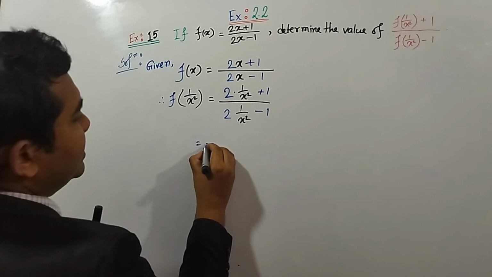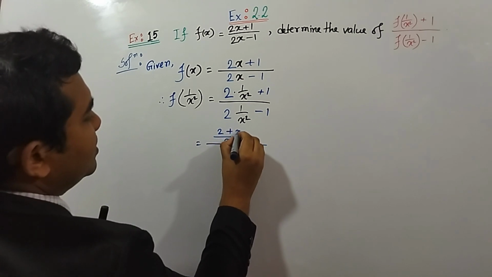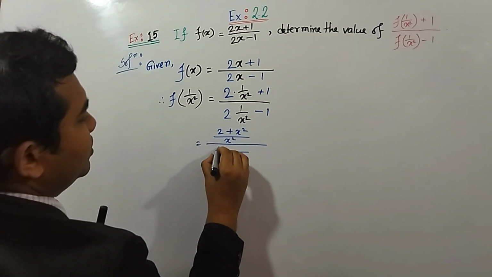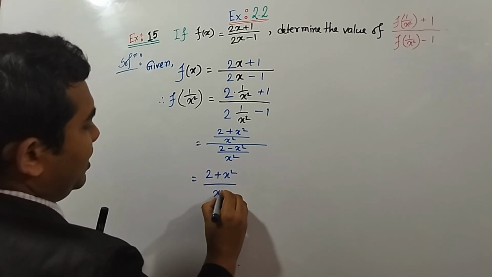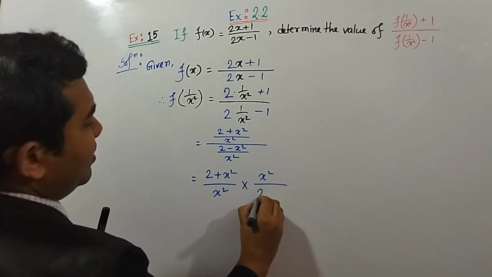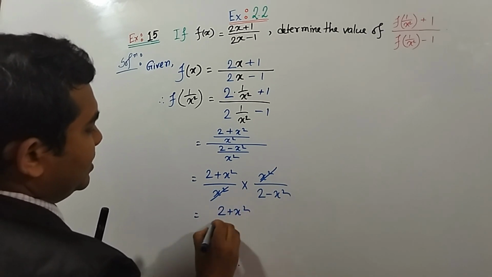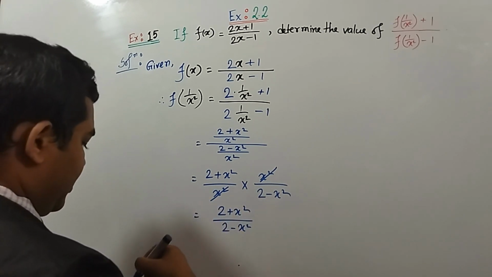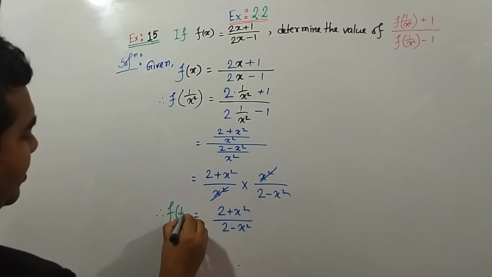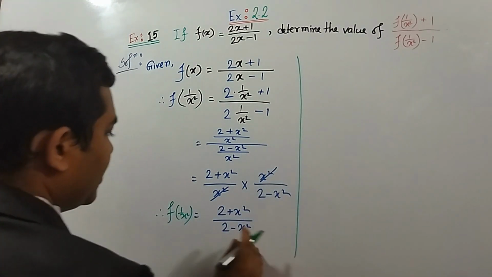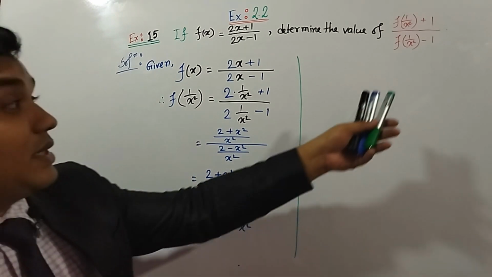Okay, now going for the LCM. So it should be 2 plus x square, so it should be 2 minus x square. So 2 plus x square by x square by 2 minus x square. So these two are gone. 2 plus x square, 2 minus x square. So we have found that f of 1 by x square is equal to 2 plus x square divided by 2 minus x square. Now our given expression says this.